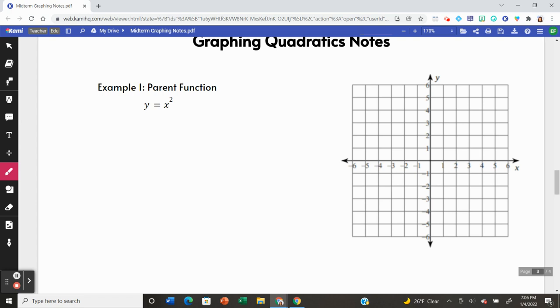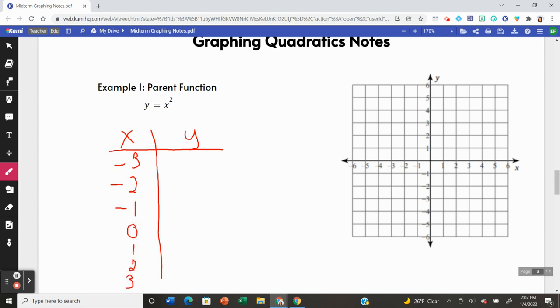But we're not going to have a V shape this time, because it's not absolute value, it's quadratic, which is going to be a U shape. So again, starting off with our parent function, let's take a look at our table. Even if I use the same numbers as before: -3, -2, -1, 0, 1, 2, and 3.